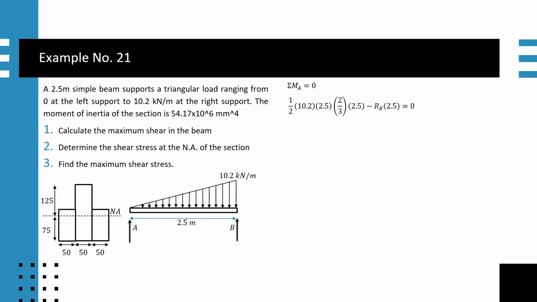So, that will be 1/2 times 10.2 times 2.5. That is the area of this triangle, times 2/3 times 2.5. Bakit 2/3 ang ginamit? Kasi papunta tayo sa A, sa part ni A. And then, you will be using 2/3 dito, dahil ito yung nakalagay dyan.